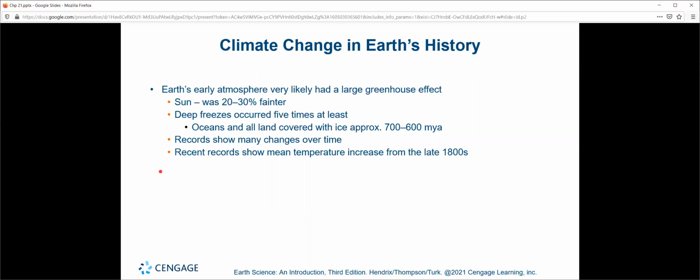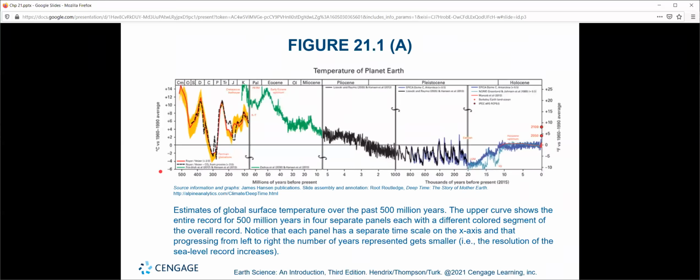Records show many changes have happened over time with respect to the climate of the Earth, and recent records show mean temperature increases from the late 1800s. We have a chart later in this chapter that explains all these different ways of measuring the climate. I think it would be very useful to you. But yeah, the Earth's history has undergone massive change over time, will continue to undergo massive change over time, and understanding these mechanisms is very useful.